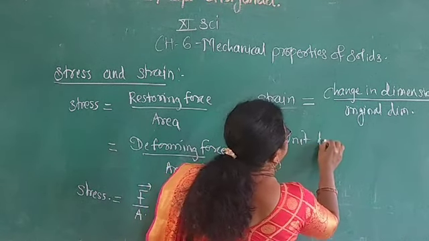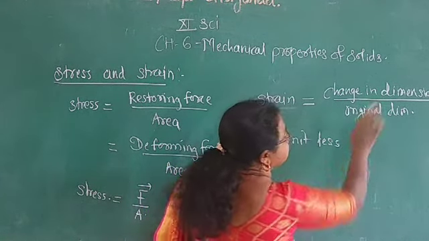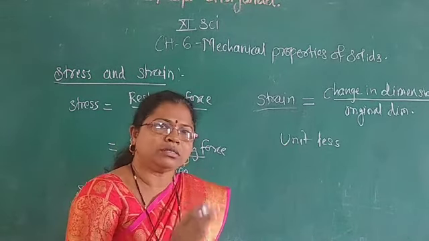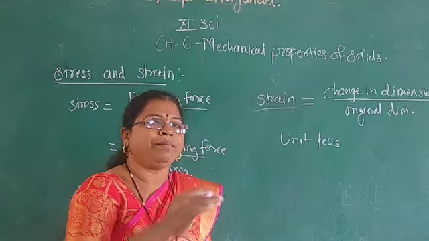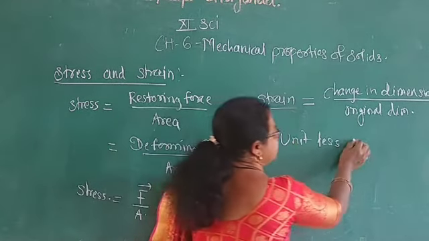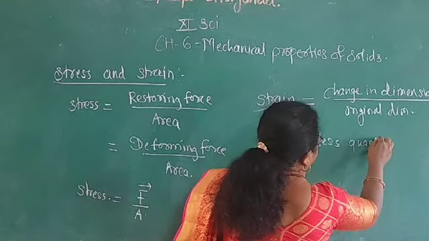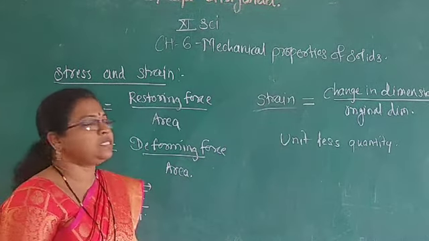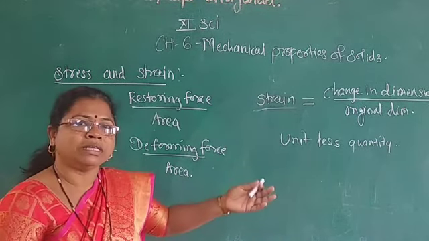It is unitless since it is the change in dimension to the original dimension. That means both quantities are of the same unit, therefore it is a unitless quantity. Okay. Then types of stress and types of strain.